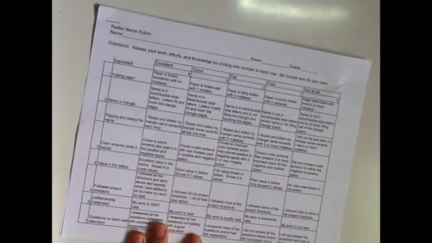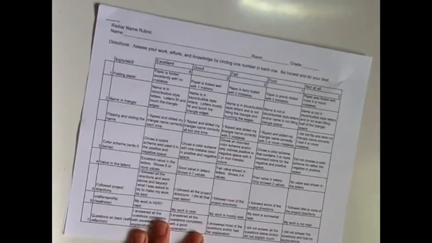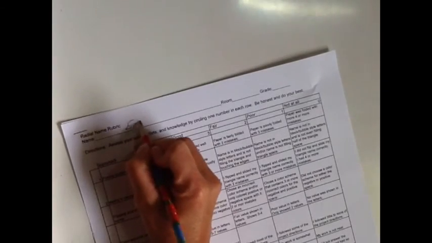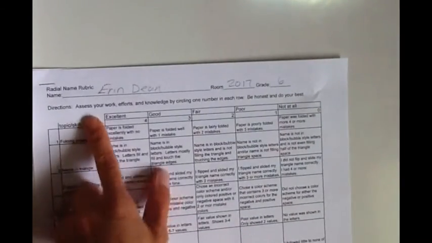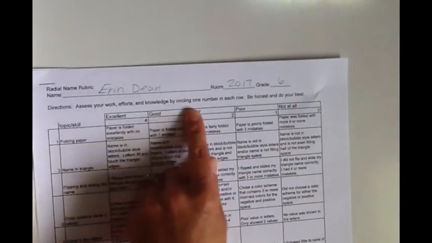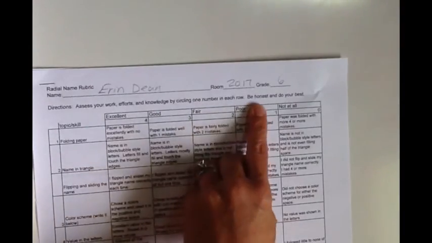So I'm going to go over the rubric with you now, and we're going to fill out the top like we have been with all of our other paperwork. So again, first and last name, room number, grade 6. So directions, you're going to assess your work, efforts, and knowledge by circling one number in each row. Be honest and do your best. We're reading this ahead of time so you know what I'm asking you to do and that you're not confused as we work along what it is that we're looking at.